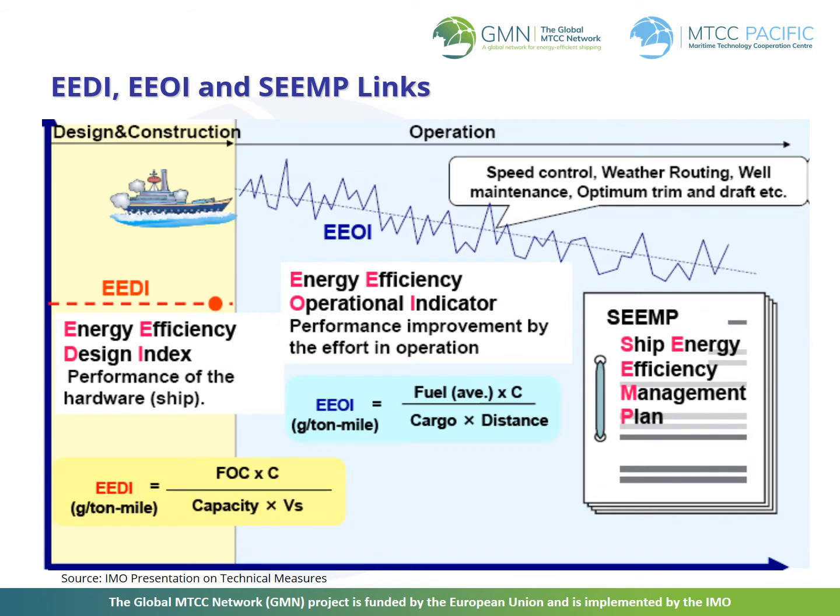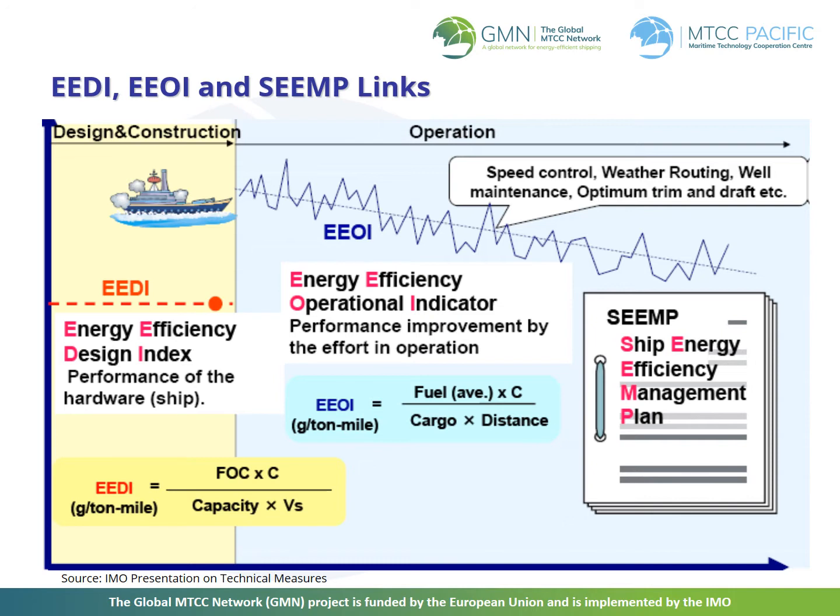Chapter 4 of MARPOL introduces two mandatory mechanisms as energy efficiency standards for ships. The primary objective of these standards is to reduce the GHG emissions of international shipping through improved ship design and operations. These two regulatory mechanisms are the EEDI, Energy Efficiency Design Index for new ships, and the SEEMP, the Ship Energy Efficiency Management Plan for all ships.